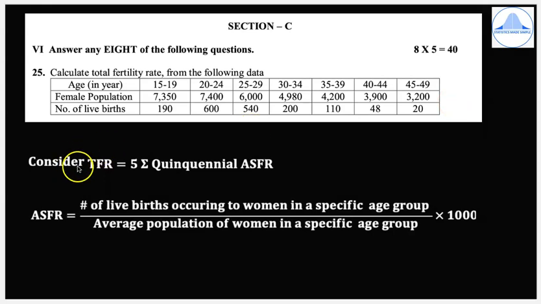So let us first write the TFR formula. That is, TFR is equal to 5 times summation quinquennial ASFR. This will carry 1 mark, where ASFR is equal to number of live births occurring to women in a specific age group divided by average population of women in a specific age group into 1000. So this formula will carry 1 mark.